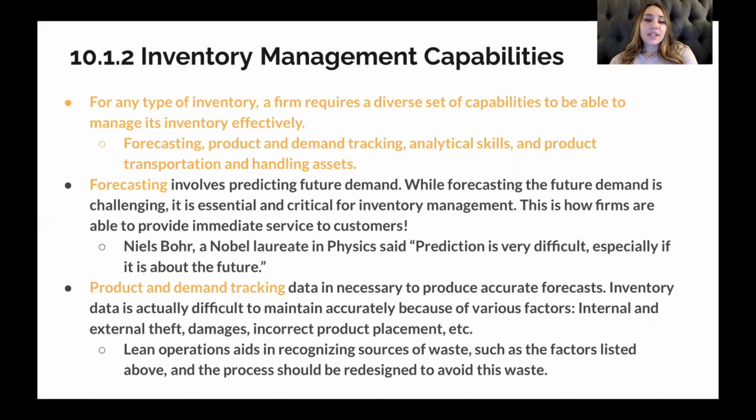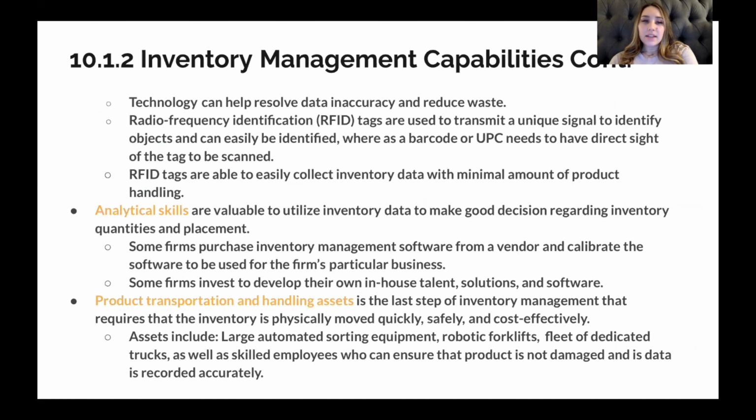This inventory data is actually pretty difficult to maintain. There are just a lot of various factors that go into identifying these sources of waste, and the lean operations we learned about in the previous chapters really aid in identifying what sources this waste is coming from so that it can ultimately be eliminated. And with the RFID tag, this is where it really comes into play.